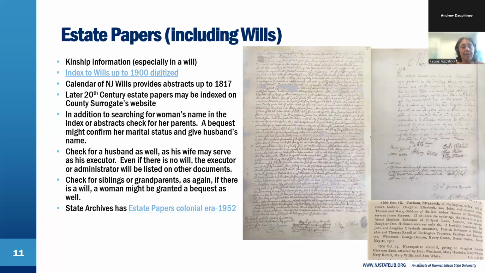And if she is named an executor or administrator and there's not a will, you may still see her name in the estate documents. Estate documents can also help us narrow down a date of death. In the 20th century, they may straight up give you an exact date of death. Before that, that was less common, but estate papers were generally probated very quickly after a person's death. So you can probably guess they died within a few months of the estate being probated.